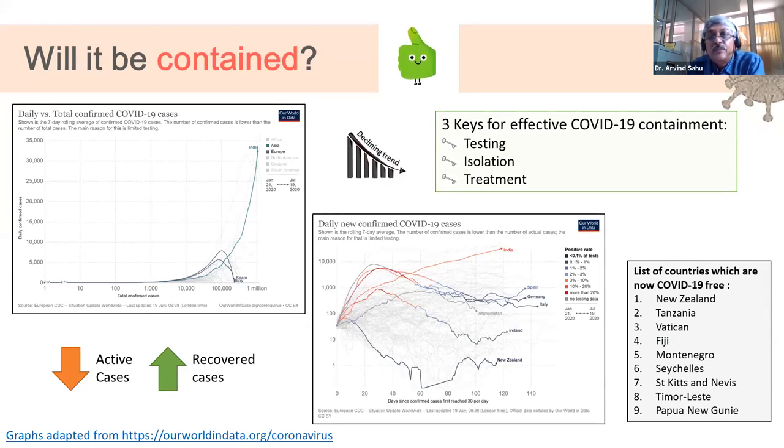So what is going to help? More testing, more isolation, and more treatment. But it is going to get contained. It did happen in other places, and there are many countries which have been declared COVID-free, something like New Zealand and other places. So it's pretty good news that it will be getting contained soon.